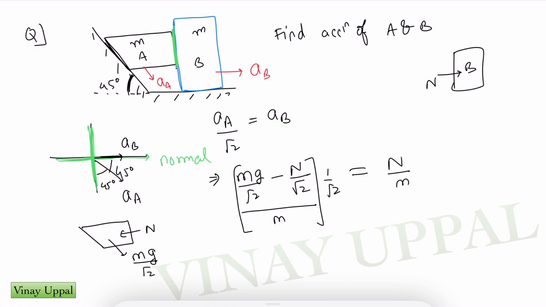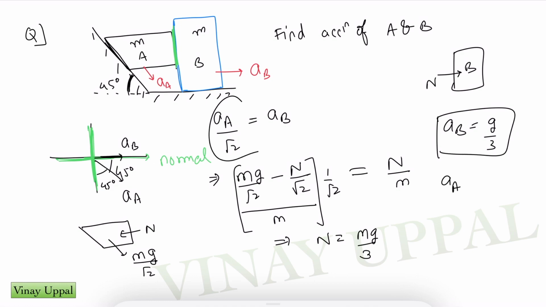So now all I have to do is solve for N. So I will get N as mg by 3. And once you have N, the acceleration of B will simply be N by m, so g by 3, and the acceleration of A by the constraint equation will be root 2 times the acceleration of B, so root 2 g by 3. So I hope you've understood how to solve such wedge problems.